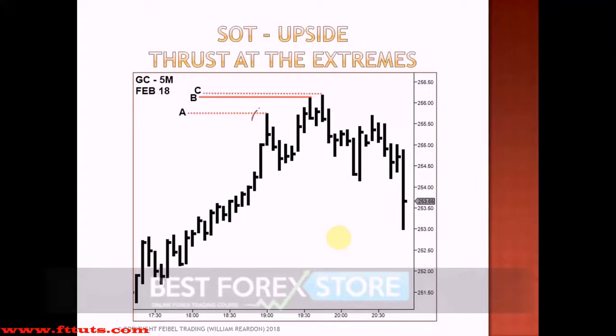Like I said, there isn't a great deal to this study. I just want you to recognize this behavior from the highs to the highs. Okay, we can see that the thrust has shortened.